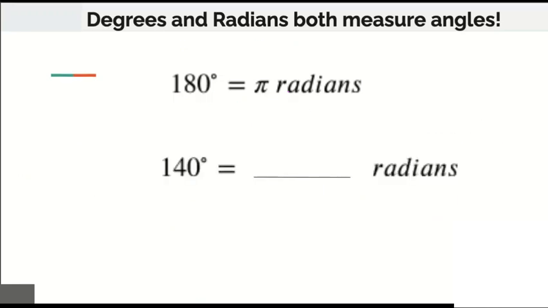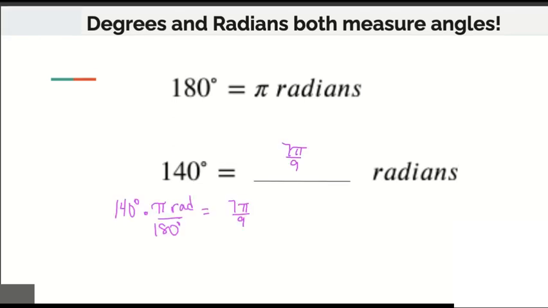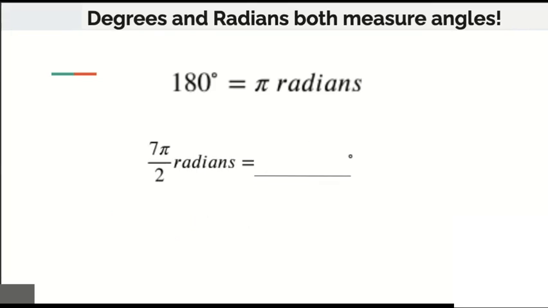Your turn. 140 degrees. Change that to radians. 7 pi halves radians. Change it to degrees. 630 degrees.